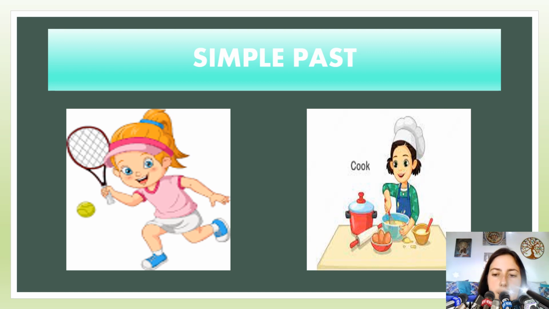The second picture, the example is a question sentence, and the structure is did plus subject plus verb in the present plus complement and question mark. The example is: did you cook breakfast this morning? The verb is in the present, it's cook. And that's all. This is the topic of this week. Bye bye.